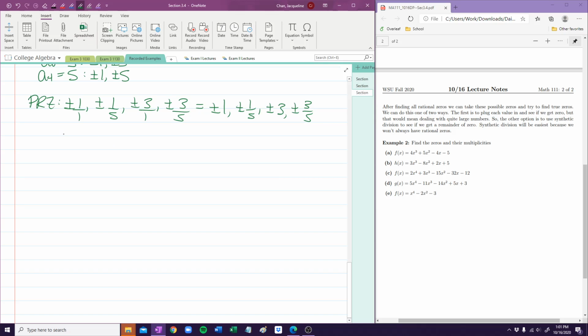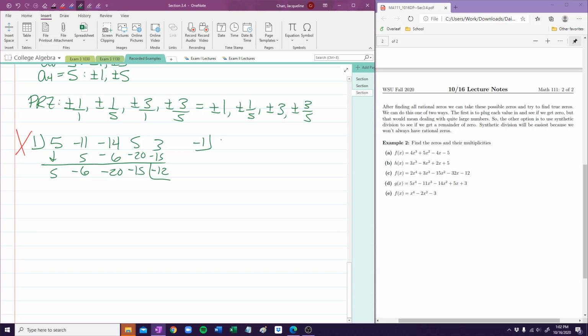Again, I will use synthetic division. So I have 1, and my coefficients are 5, negative 11, negative 14, 5, and 3. So this is 5, 5, negative 6, negative 20, negative 20, negative 15, negative 15, and this is negative 12. So again, what does this mean? This 1 is not a 0. So now let's try negative 1.